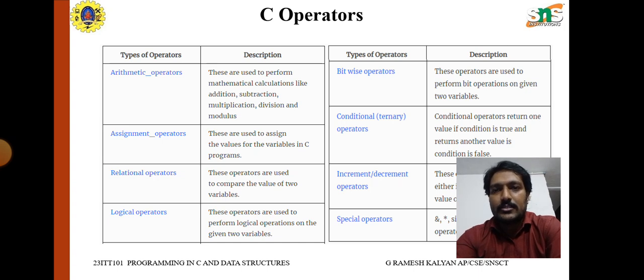This is used to return the true value if the condition is true, or returns the false value if the condition is false. Then the increment or decrement operators are used to increment or decrement a value. In the special operators, there are the ampersand and asterisk symbols. These are used.